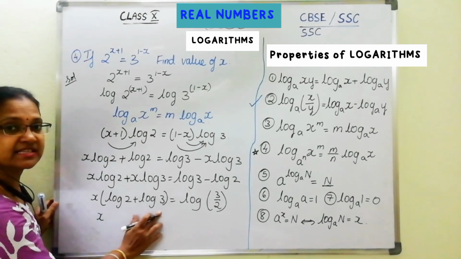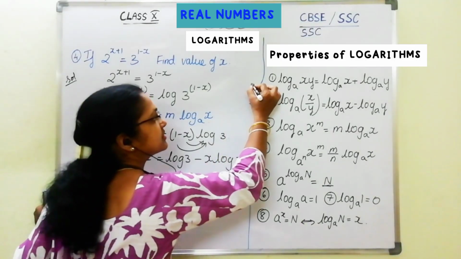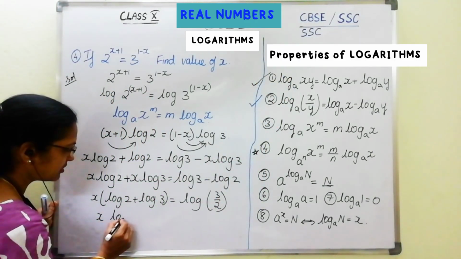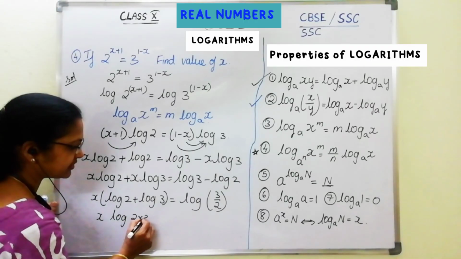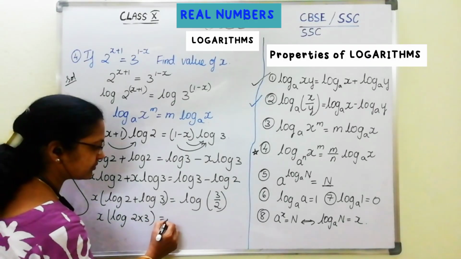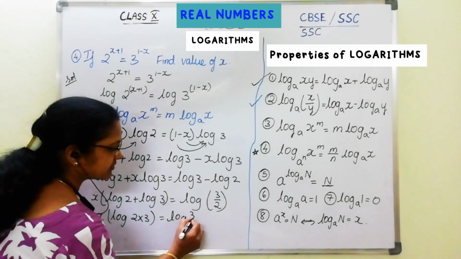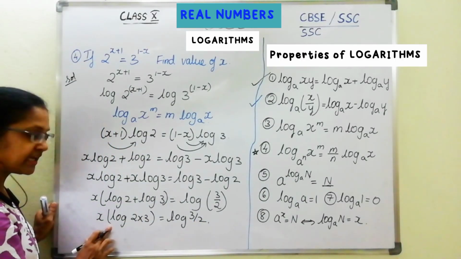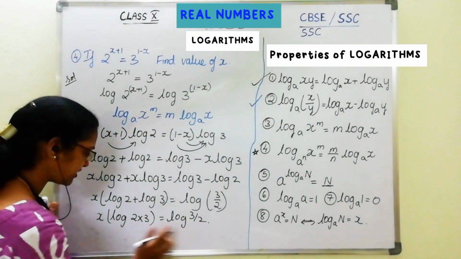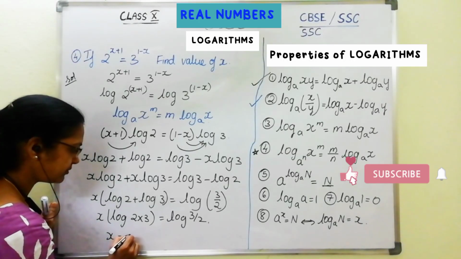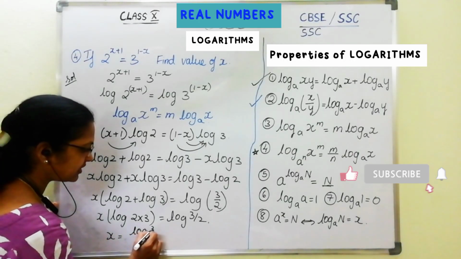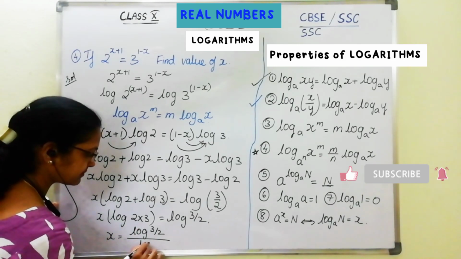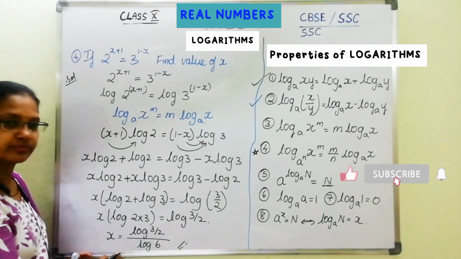Here plus is there, so we are going to use the product rule. That is log 2 into 3, 2 threes are 6. X into something. So when this term goes here, x is equal to log 3 by 2 by log 6. This is the answer for the question.